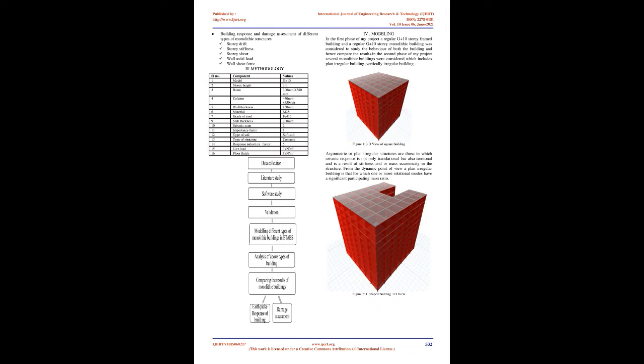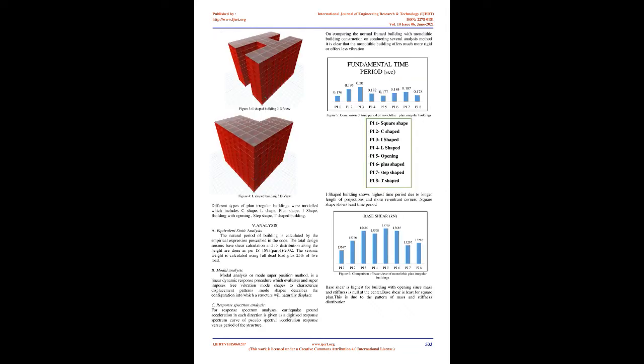C. Response spectrum analysis. For response spectrum analyses, earthquake ground acceleration in each direction is given as a digitized response spectrum curve of pseudo-spectral acceleration response versus period of the structure. I-shaped building shows the highest time period due to longer length of projections and more re-entrant corners. Square shape shows the least time period. Figure 6: comparison of base shear of monolithic plan irregular buildings. Base shear is highest for the building with opening since mass and stiffness are null at the center. Base shear is least for the square plan. This is due to the pattern of mass and stiffness distribution.